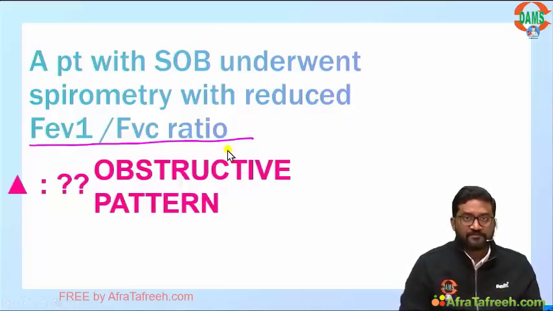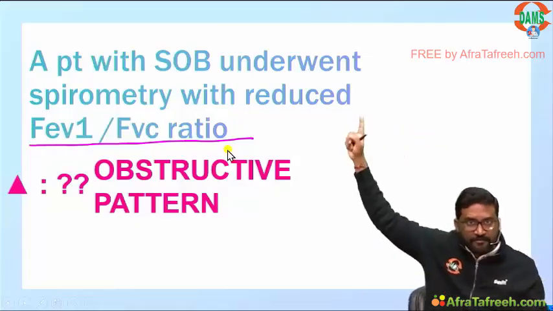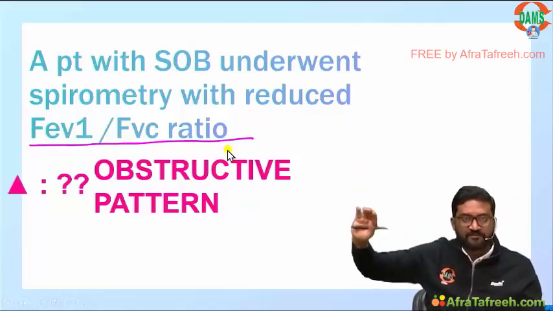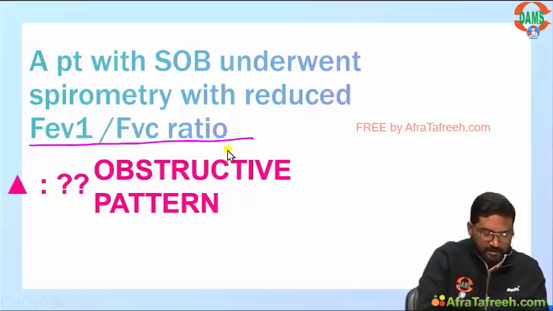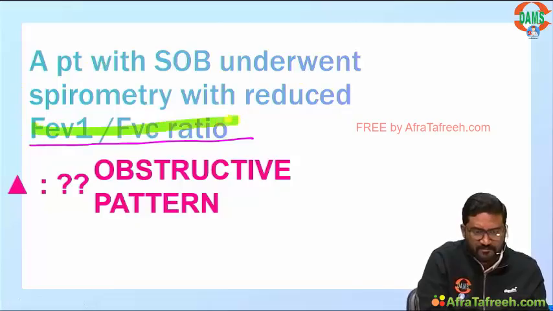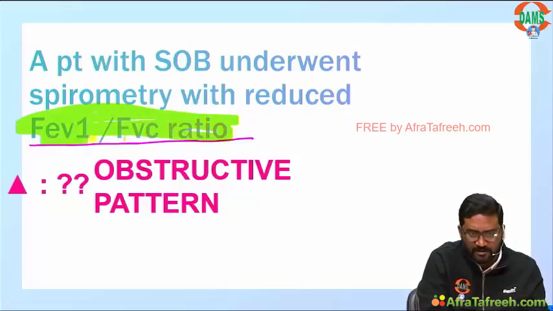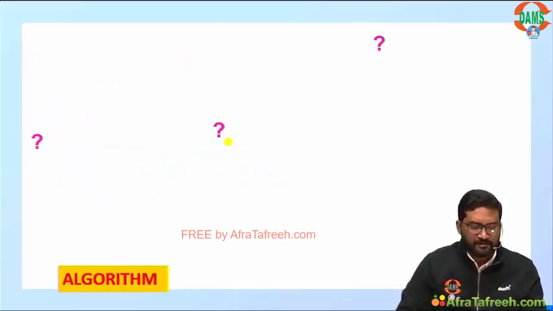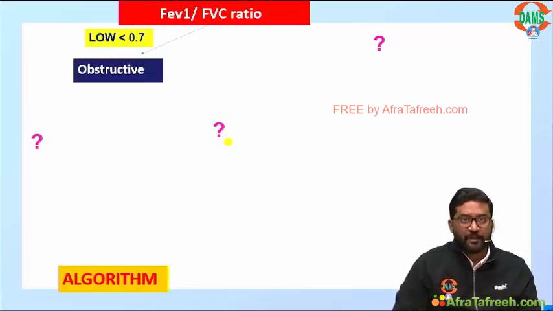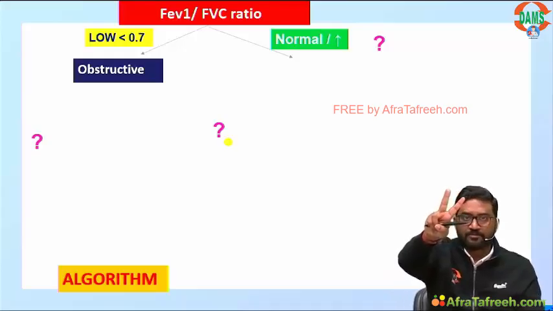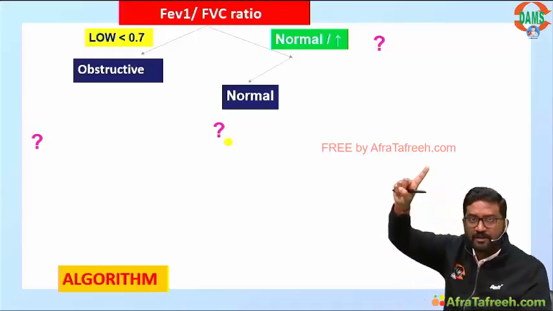And once again, students, whenever they give you any spirometry, first you should see the ratio. If the ratio is less, your answer should be obstructive. So the first parameter that you need to see is this ratio. Now let me solve this for you. Very simple spirometry algorithm. See the ratio. If it is low, what should be your answer? Obstructive. If it is normal or increased, there can be two possibilities. What are those two possibilities? One, it can still be a normal lung, or it can be a restrictive lung.